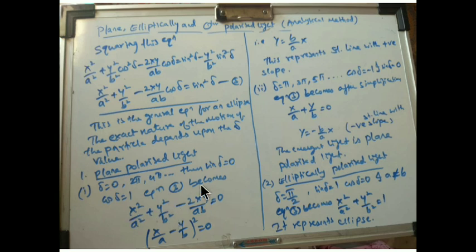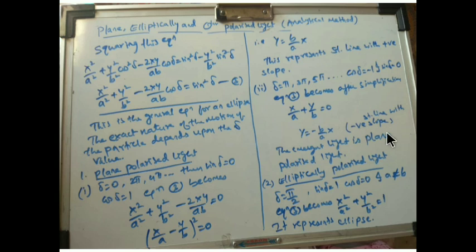You have to do this the same way as we calculated previously, the same method we have to follow here. Only substituting cos delta as −1 and sin delta as 0 in equation number 3, and simplifying, we get x by a plus y by b is equal to 0. Or else y is equal to minus b by a into x. This has become negative, whereas b by a into x was positive. So this represents again a straight line, but with the negative slope.